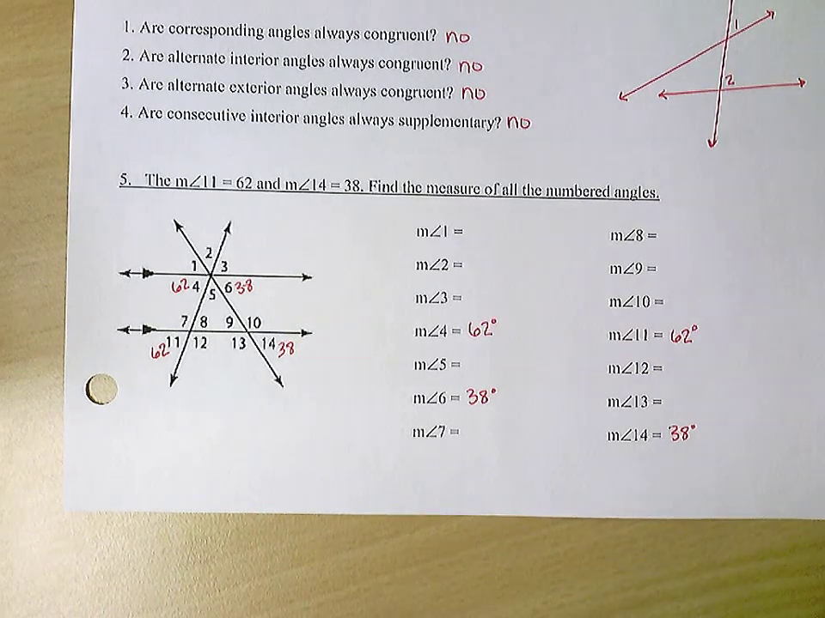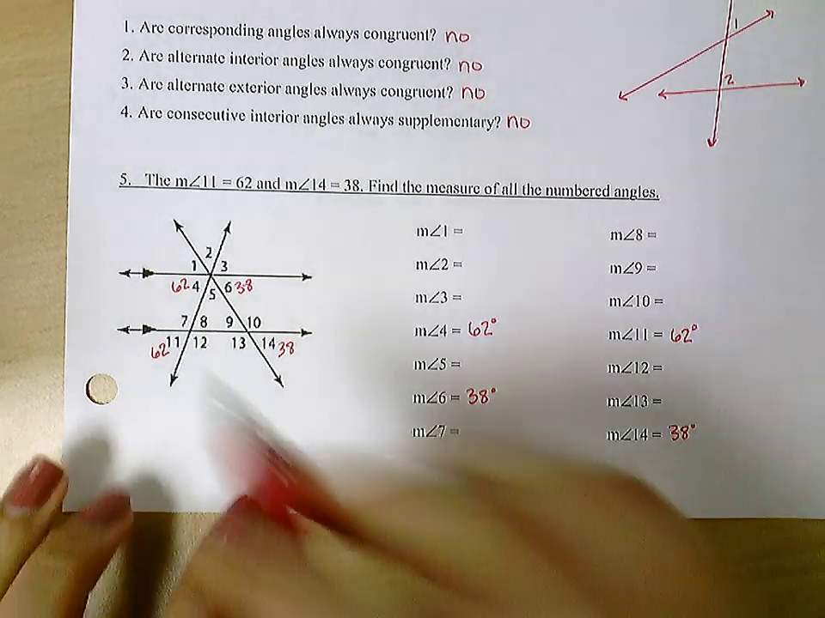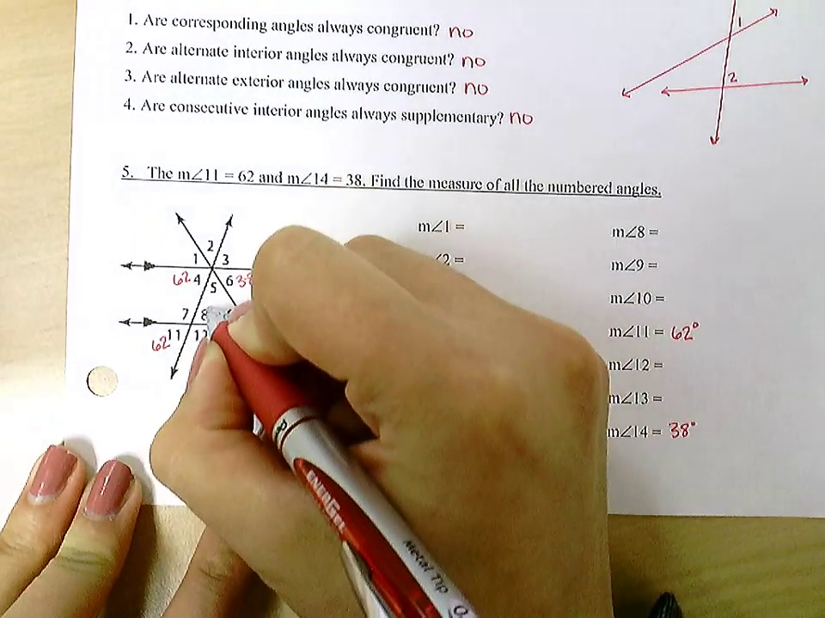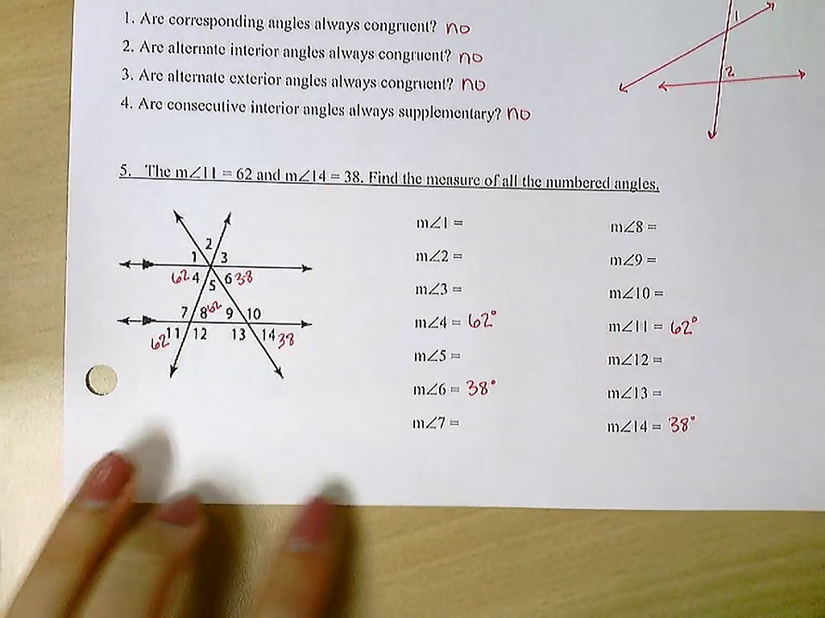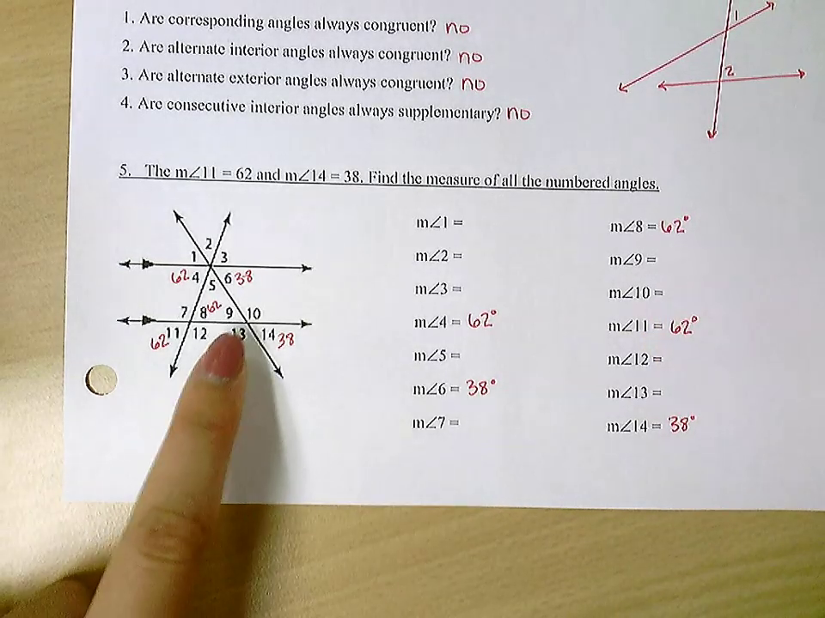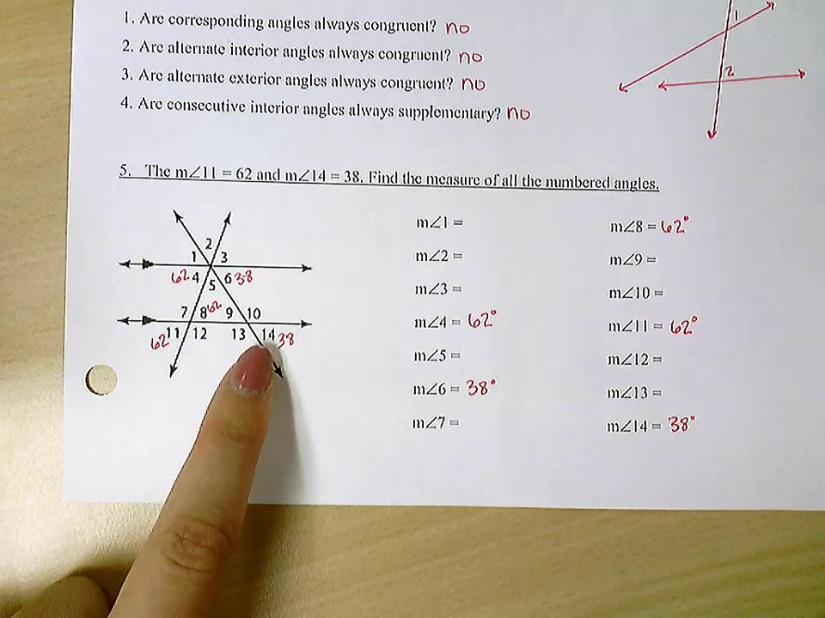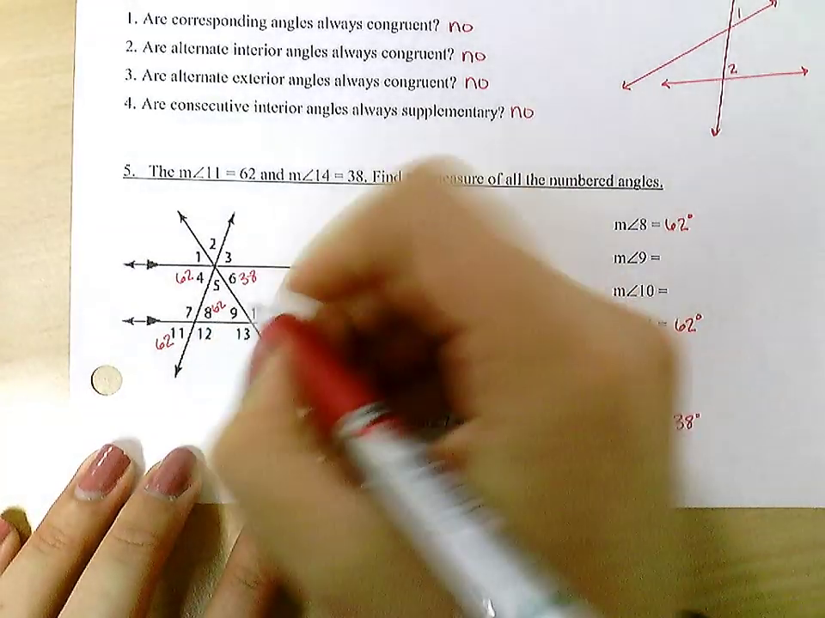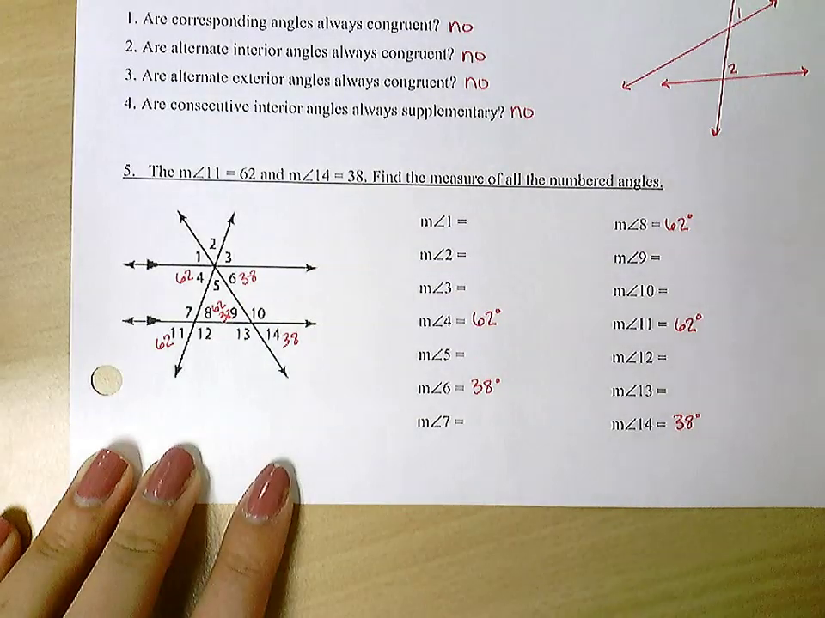Now I know we didn't talk about this angle, but do you remember what vertical angles are? Vertical angles are congruent. They're equal to each other. Which two angles are vertical angles? 11 and 8. Those are vertical angles. Those are also congruent to each other, so angle 8 would also be 62. Then we can use that same information over here with 14. 14 and 9 are vertical angles, so 9, I'm going to run out of room here, is 38 degrees.